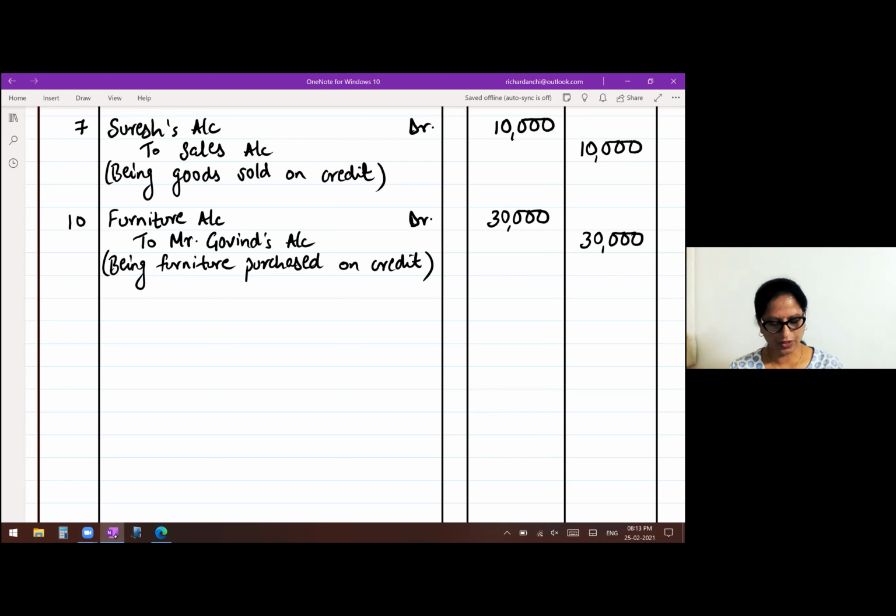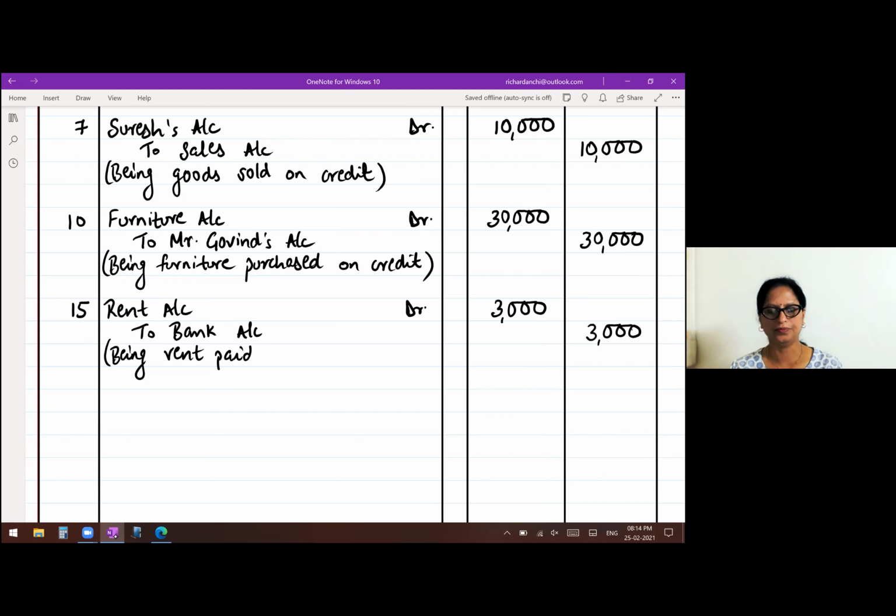It is rent, 15th, rent account debit 3,000 to bank account 3,000. Bank is the giver, personal account, credit the giver. So to bank account 3,000. Narration: being rent paid by debit card. You have to specify in the narration. Being rent paid by debit card. Simple narration, but clear.